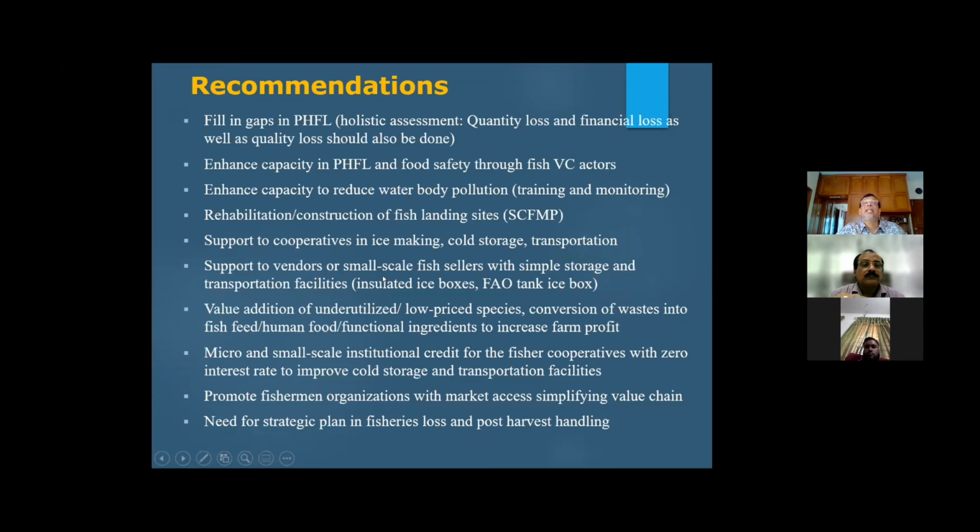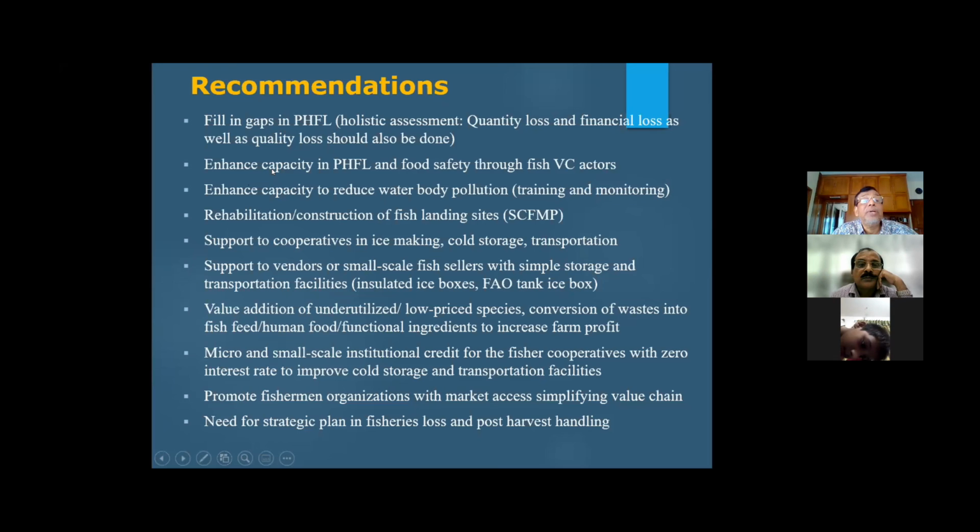So in my last slide, I'd like to conclude with some recommendations from our experiences and from our work on the post-harvest technical cooperation project of post-harvest loss. Fill in gaps in post-harvest fish loss assessment. And this holistic loss assessment is needed on quality loss, financial loss, as well as quantity loss.